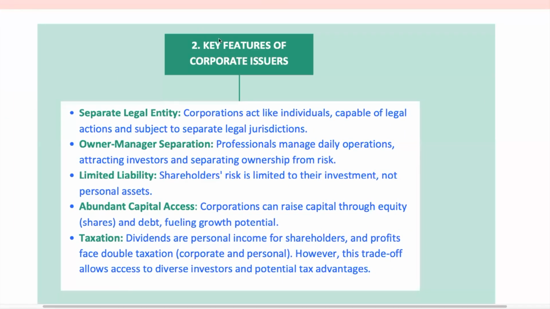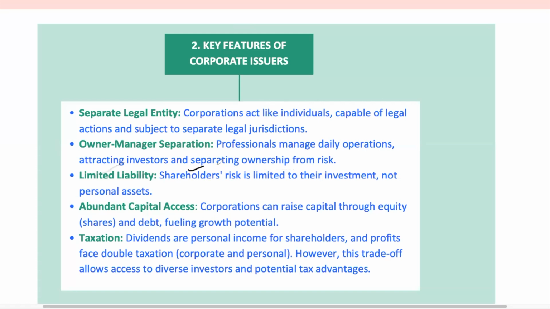Key features of corporate issuers. Let's break down the key features of corporate issuers. Legal identity. Corporations are separate legal entities, allowing them to make investments, sue, and pay taxes independently of their owners. Owner-manager separation. Management runs daily operations, while owners, shareholders, have limited involvement, primarily through the board of directors. This separation helps in effective resourcing and risk management.